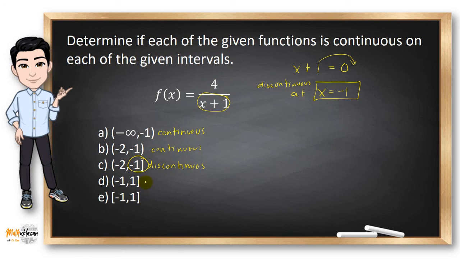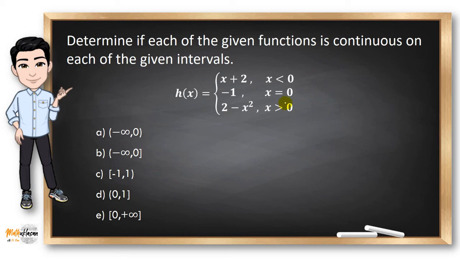So, dito, continuous ba siya o hindi? Okay, pwede naman yung mga values from negative 1 to 1 basta hindi kasama negative 1. So, it's continuous here. How about here? Okay, sinama yung negative 1. So, this is discontinuous. Ganyan lang.